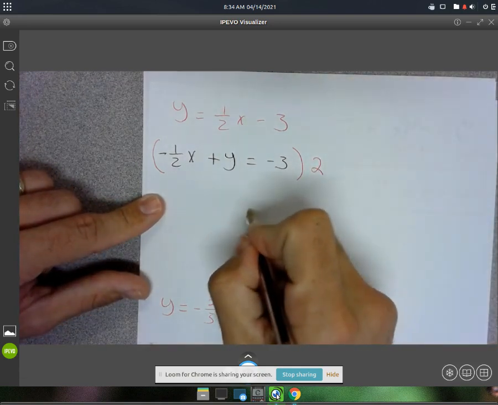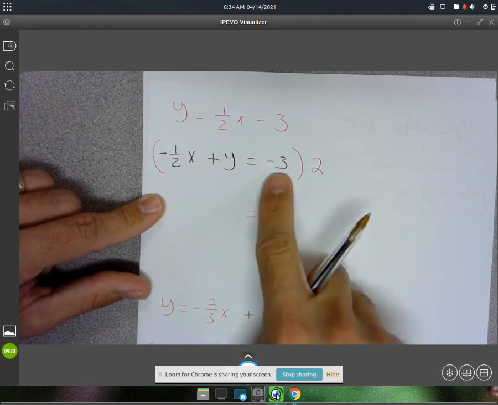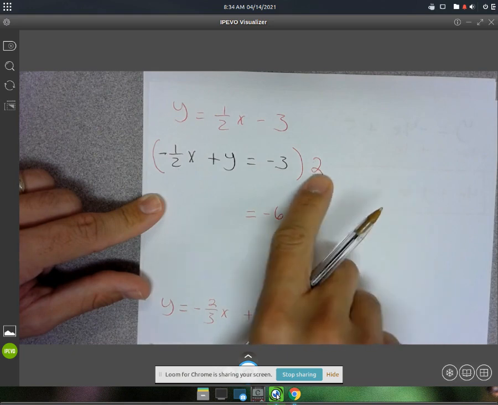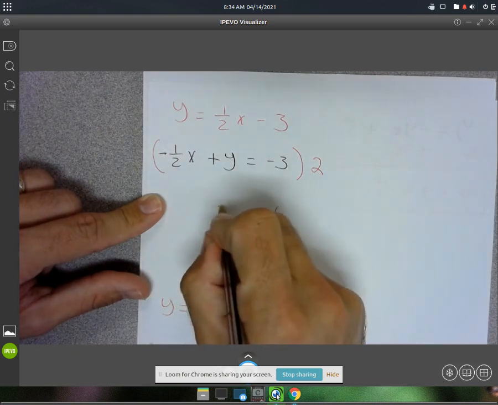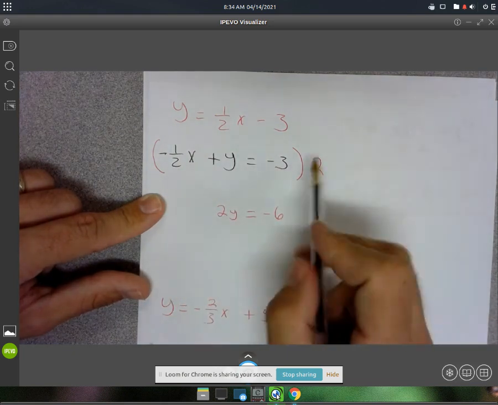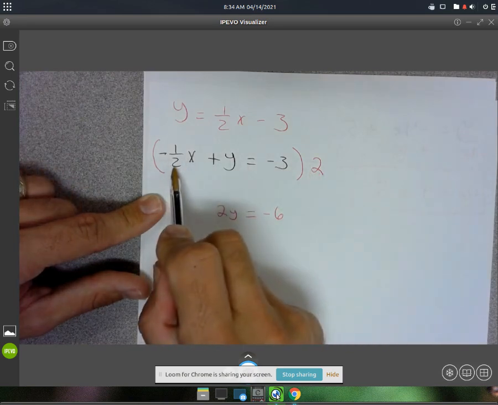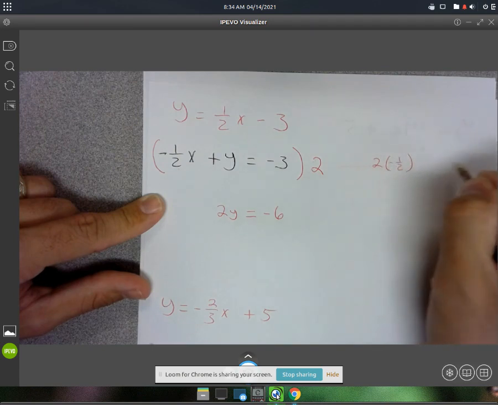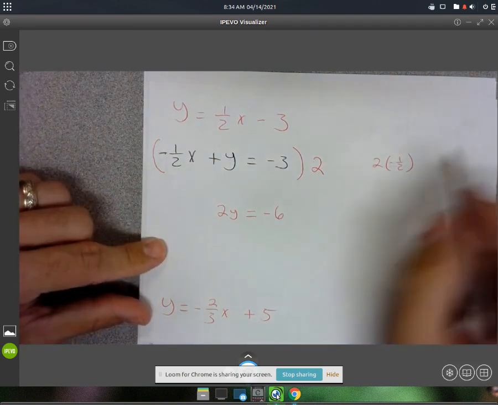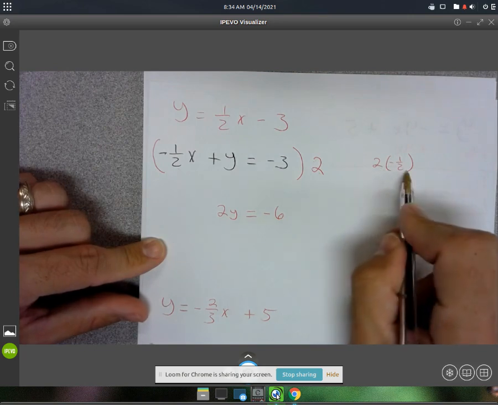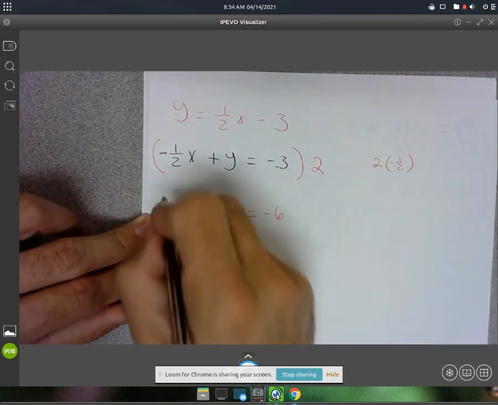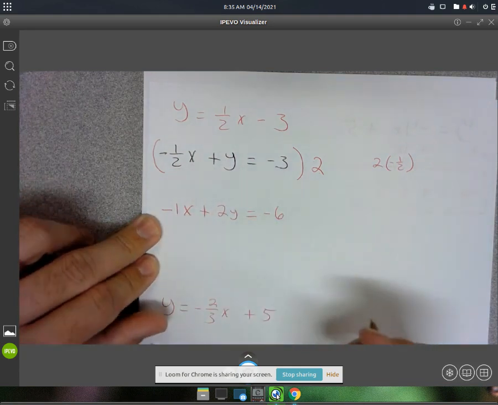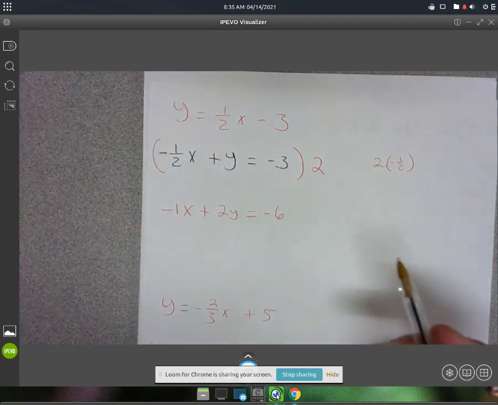So on the right side here, negative 3 times 2, that'll be a negative 6. And then I'm going to do 2 times y, that'll be a 2y. And then I'm going to do 2 times negative 1/2 x. So 2 times negative 1/2, and then there's an x there. This is just going to be negative 1. The 2's cancel out. So I get negative 1x plus 2y is equal to negative 6.